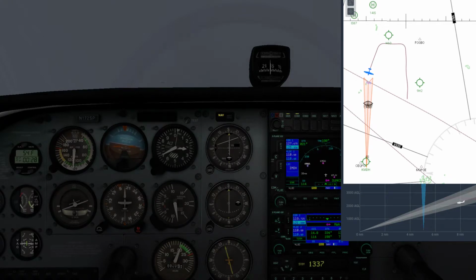Here comes my localizer, so at this point I'm going to go ahead and turn to heading south. May have overshot that course just slightly, so I'll turn just slightly past south while I work on getting re-established on the center line of the course. There's my center line, about 150 feet to descend.